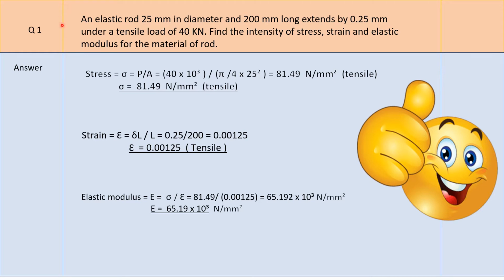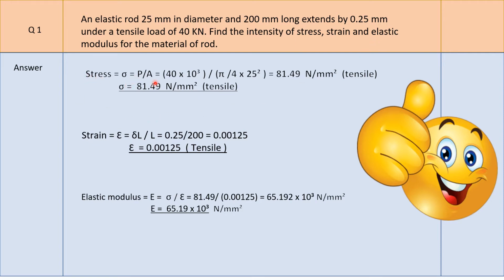Now question number 1. An elastic rod 25 mm in diameter and 200 mm long extends by 0.25 mm under a tensile load of 40 kN. Find the intensity of stress, strain and elastic modulus for the material of the rod. This is the problem. What is asked is stress, strain and elastic modulus. Let us first come to stress.